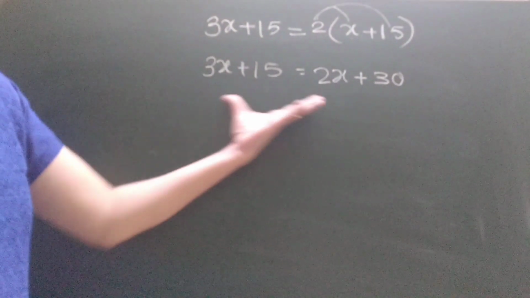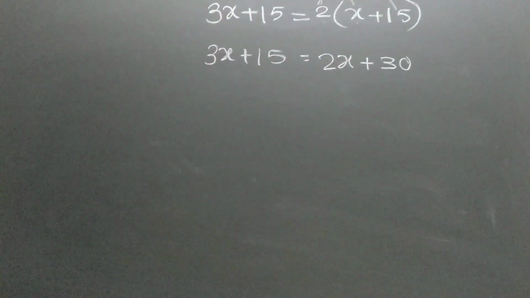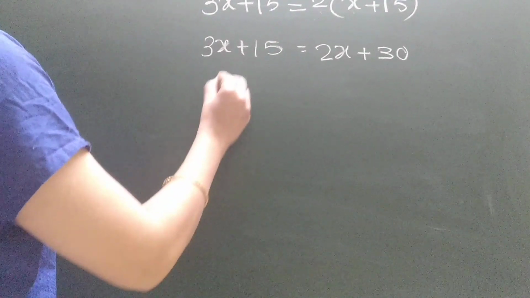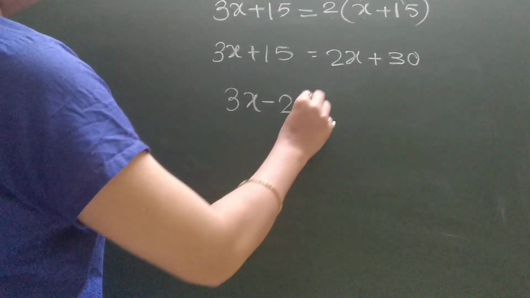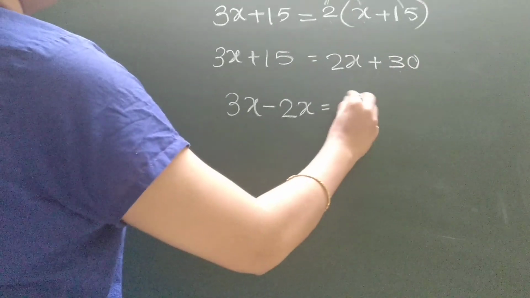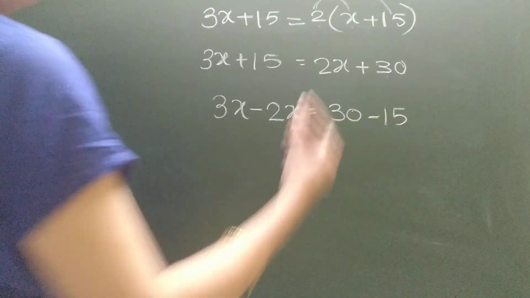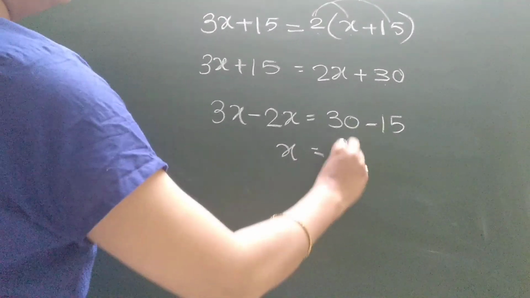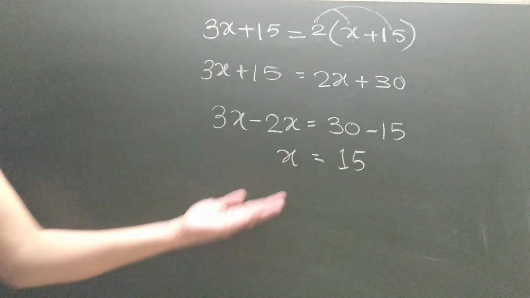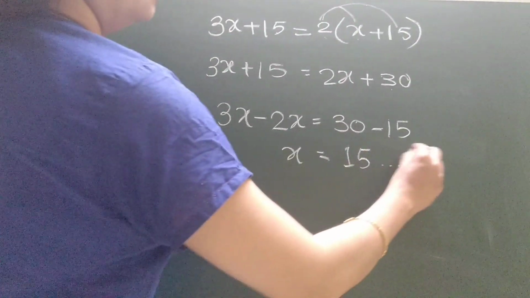Okay, so let us take all the x terms on the left side and all the numbers on the right hand side. So we have 3x here. This 2x will be minus 2x on the left hand side. Here we have 30. This 15 we will take here as minus 15. So we finally have x is equal to 30 minus 15, is 15. So what is x? x is equal to 15, and that was Jaggu's age.